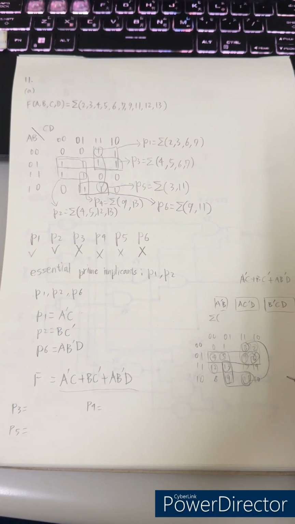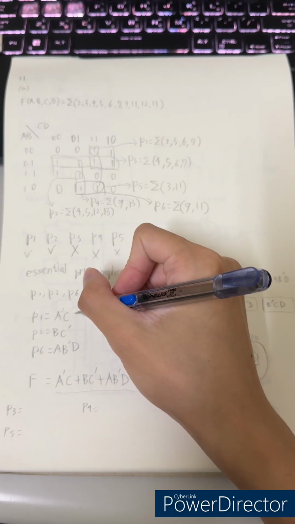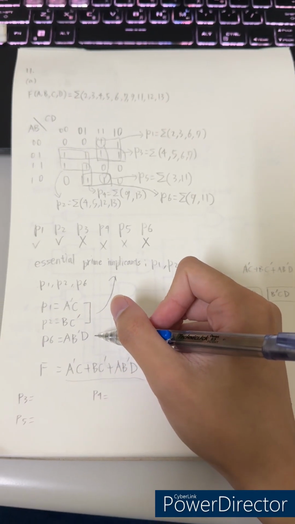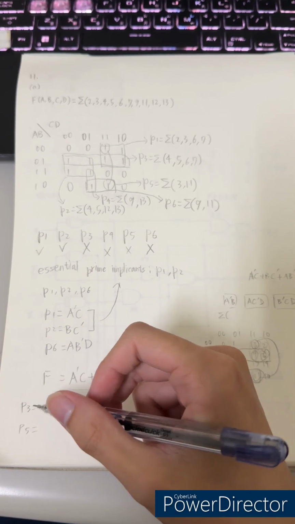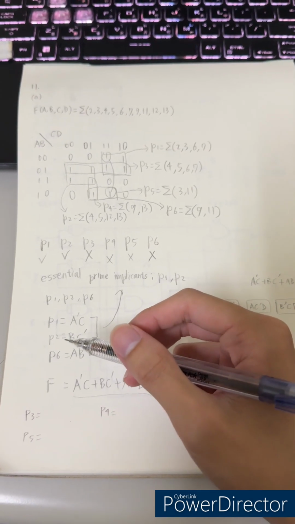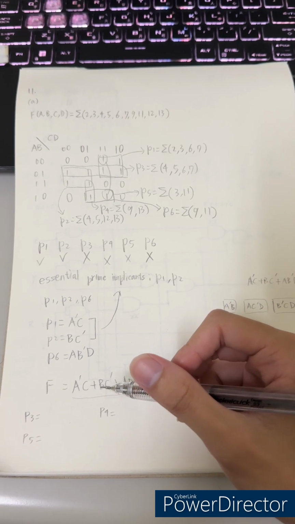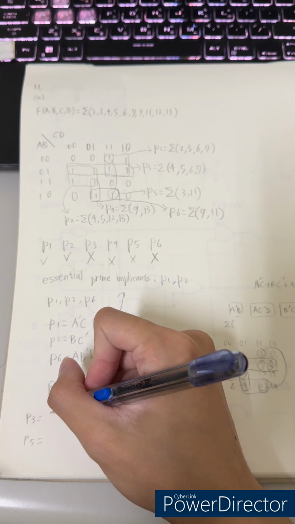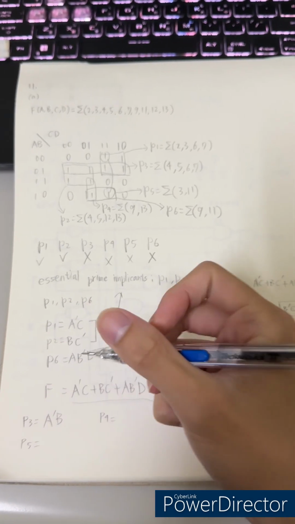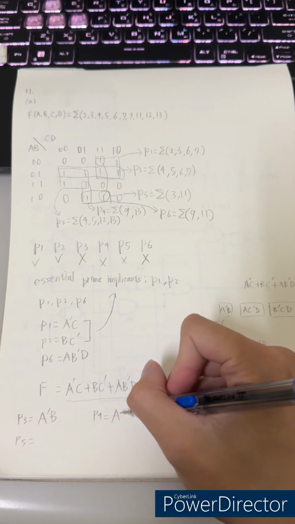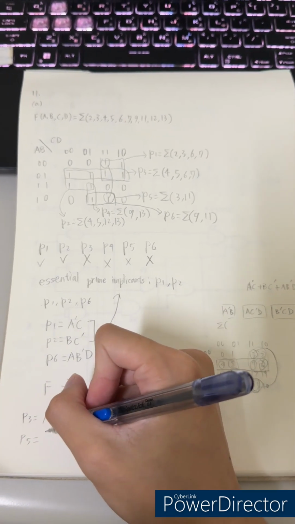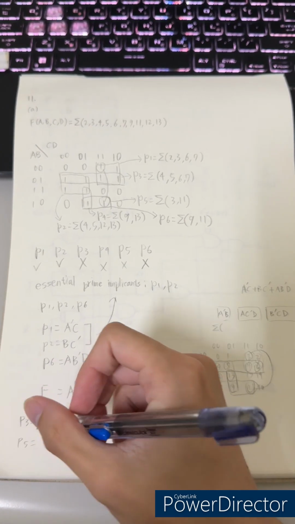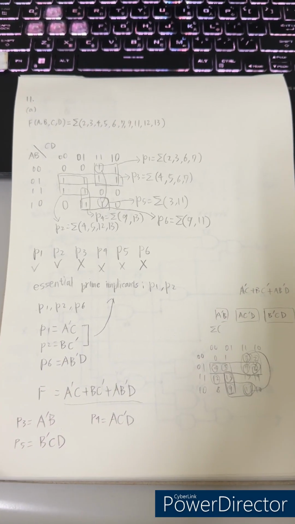Okay, so now we have 6 prime implicants, and P1 and P2 are essential primes. And the left 4 prime implicants, P3, P4, P5, and P6, are not essential prime implicants. They are only prime implicants. And P3 can be expressed as A prime B, and P4 is A C prime D, and P5 is B prime C D. So this is the final answer.